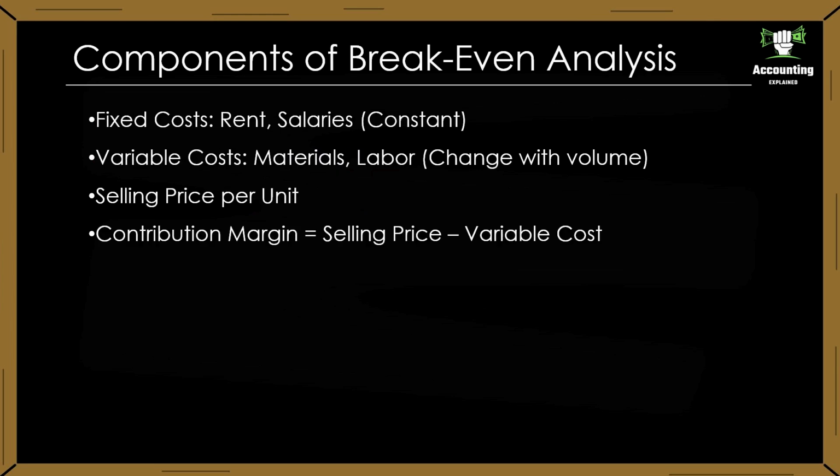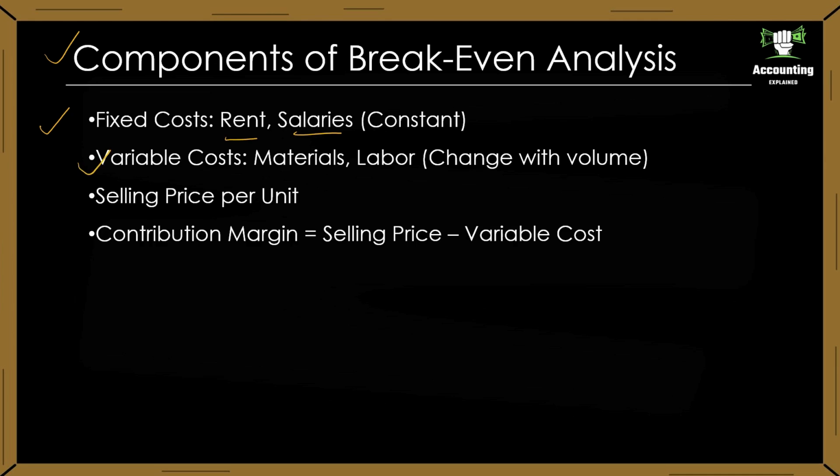To calculate the break-even point, we have to understand these components. First is fixed cost. These costs remain constant regardless of your output, like rent, salaries, etc. They do not change according to the production volume, right? Fixed rent, if you're going to pay, you're going to pay the same amount every month. Similarly, salary is also not going to change every month. You're going to get the same salary. That is why they are called fixed cost.